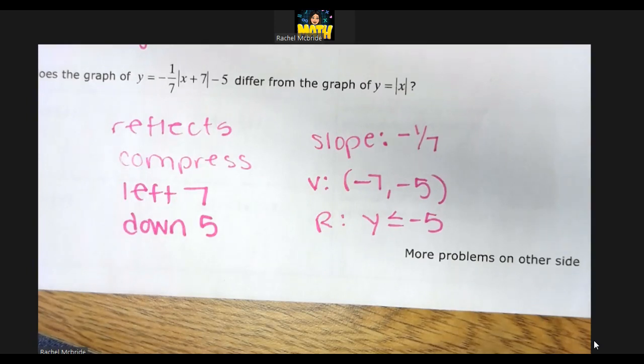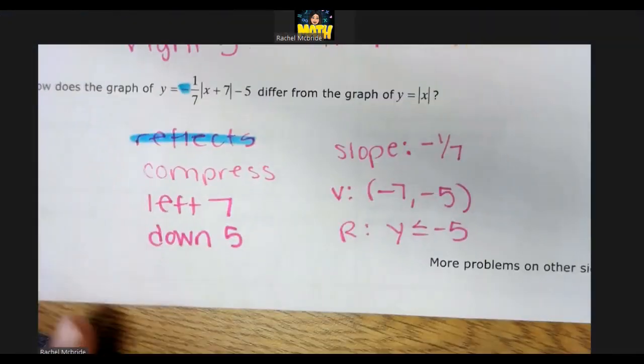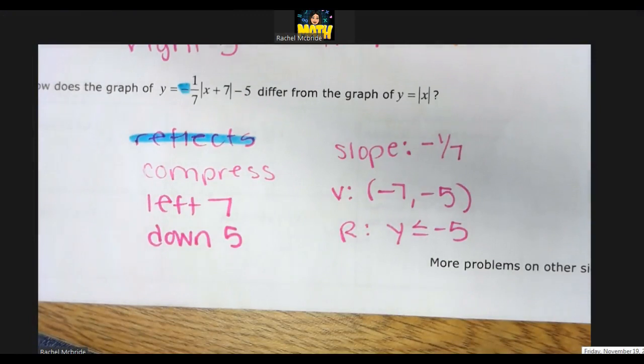Then the reflection, that's a good question, comes from the negative in front. Oh. I didn't do that. I don't know why I did that. What?